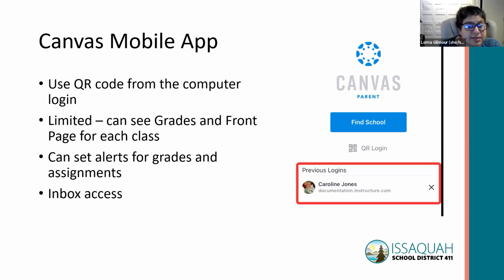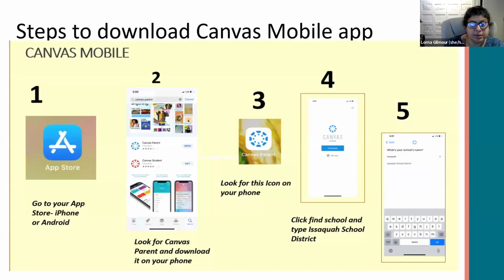One of the things it can do is let you set alerts for grades if your child is getting grades on assignments below a certain percentage or letter grade. And you still have access to the inbox to communicate with teachers and to get notifications as needed.